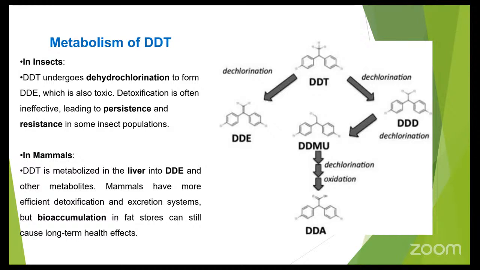So coming to the metabolism in mammals, like most other species, mammals including man metabolize DDT to DDE, TDE, and DDA, as you can see here. In mammals, DDT is metabolized in the liver into DDE and other metabolites like TDE and DDA. Mammals have more efficient detoxification and excretion systems, but bioaccumulation in fat stores can still cause long-term health effects in humans and mammals as well.